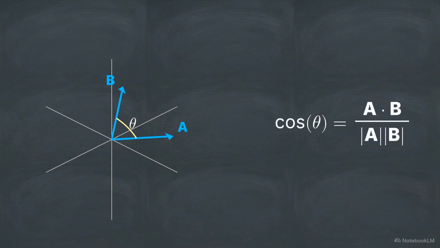We can now synthesize these individual operations into a complete evaluative system. Here we have 2 arbitrary vectors floating in 3D space, separated by an unknown angle, theta. To find that exact angle, we combine the dot product and magnitude calculations. This equation divides the dot product of the vectors by the product of their magnitudes, locking an abstract spatial angle into a concrete numerical value.